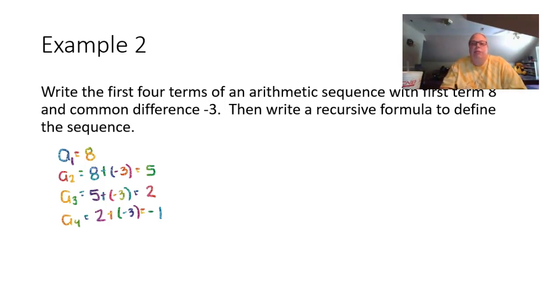Now to find the recursive formula, each term can be found by taking the previous term and adding negative 3, or subtracting 3 if you want to write it that way. And we could have written this as a sub n plus 1, and then the term that comes before a sub n plus 1 is a sub n, and we would still be adding that negative 3 there, our common difference. So either one of these is okay.